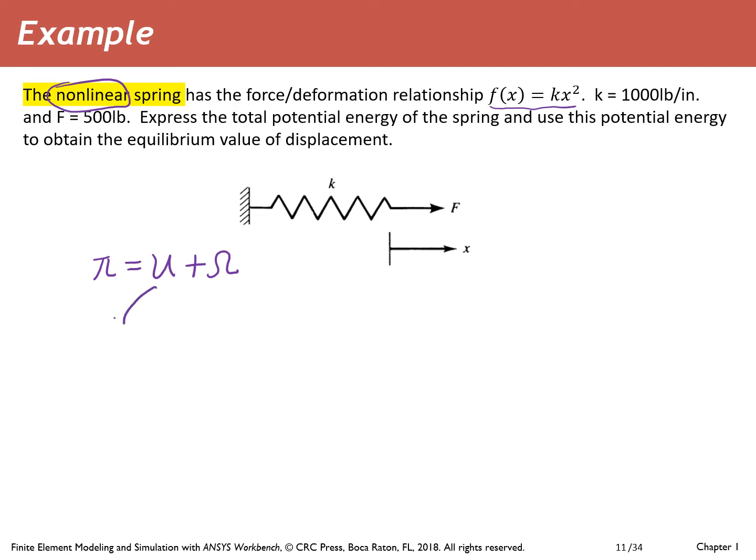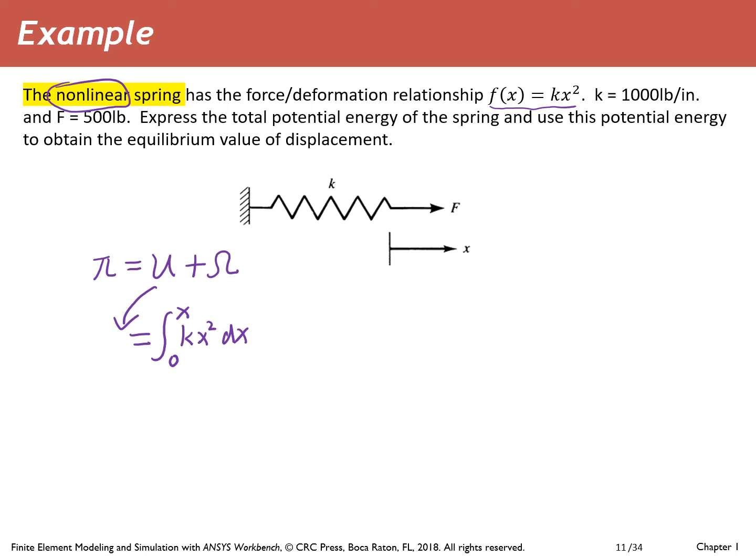For the internal potential energy, U equals the integral of kx squared dx from 0 to x. That's the internal potential energy for the system. The reason we apply integration is that the internal force will change with the deformation, so it's not a constant value.